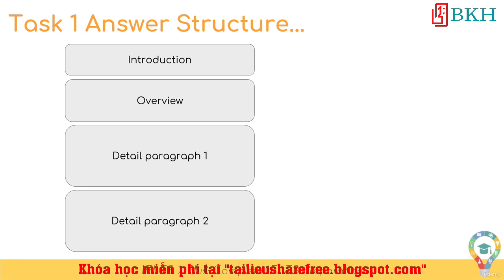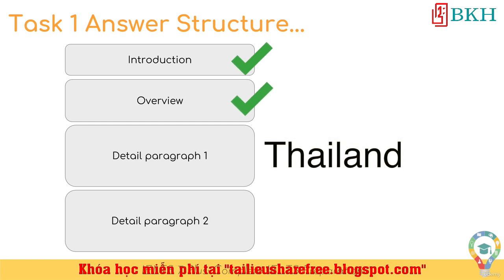So here we are, and we've completed the introduction, and we've just worked through the overview section of our report. So now it's time to move on to our 2 detail paragraphs. The bar chart we're reporting on has 2 countries. And as you may remember from our plan, detail paragraph 1 will all be about Thailand, whereas detail paragraph 2 will describe the trends for Greece.